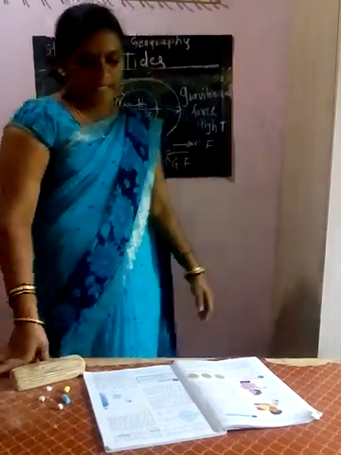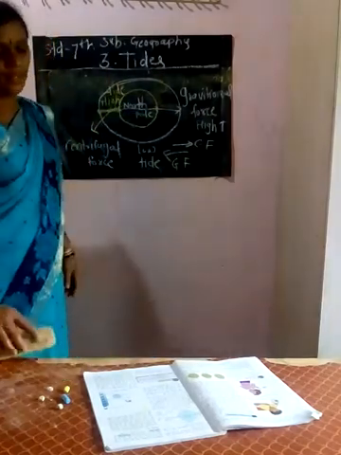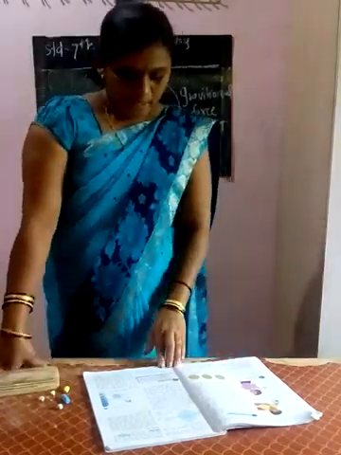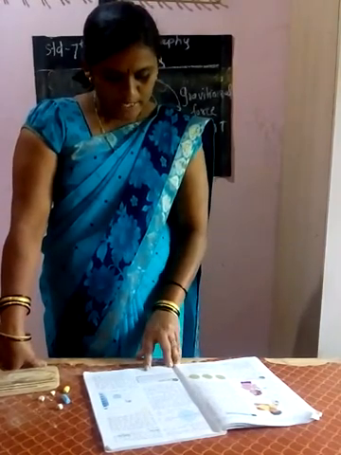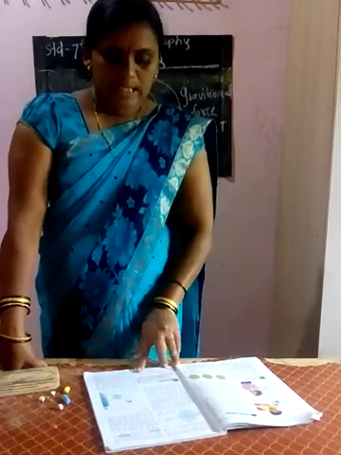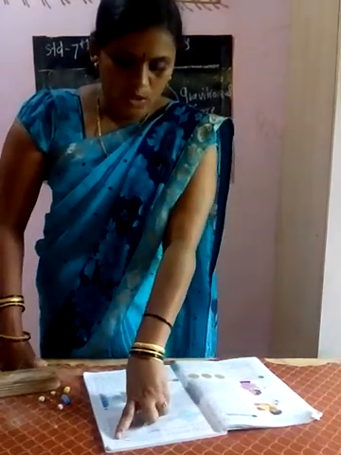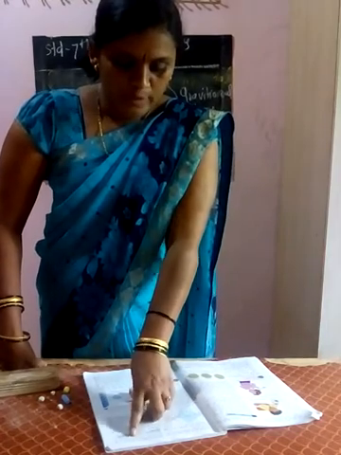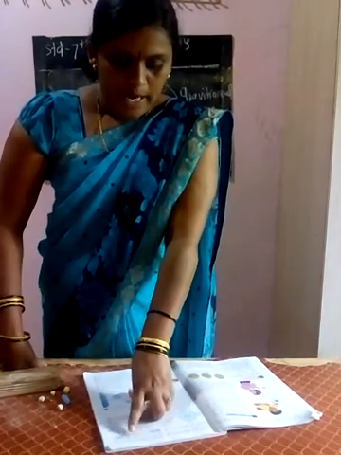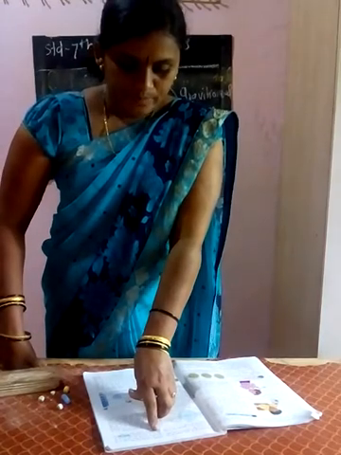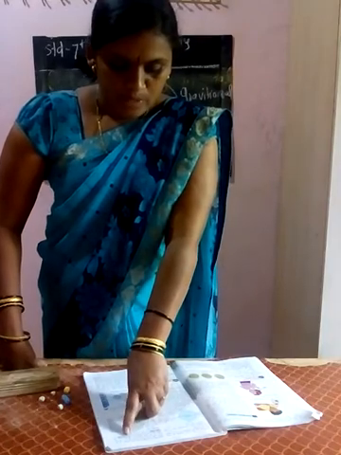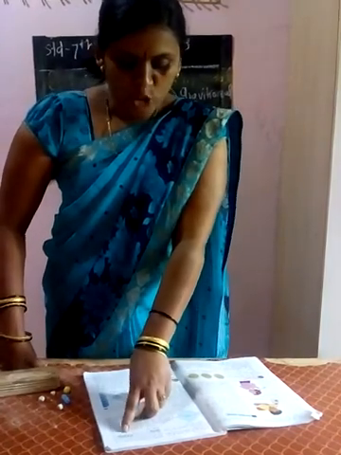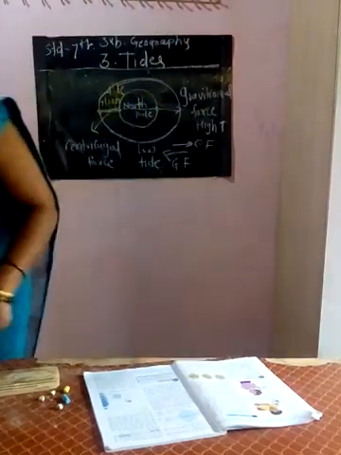Next, the types of tides. The timing of the tides varies every day. The range of the tides also keeps on changing. Generally, the highest high tides occur on full moon and new moon days, whereas on the day of the first and third quarters, the high tide is at its minimum. Spring tides and neap tides are the two types of tides.